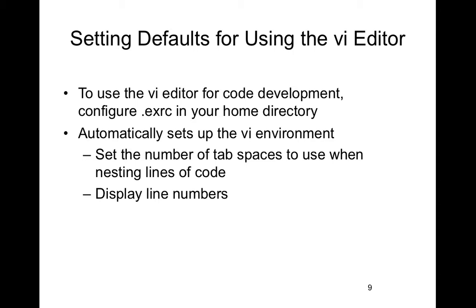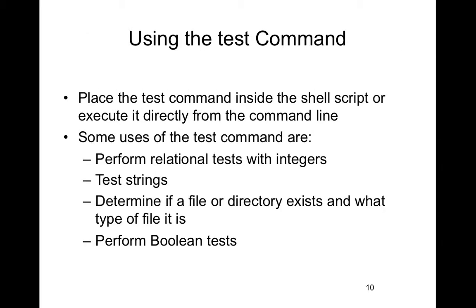It automatically sets up the VI environment and sets the number of tab spaces, as an example, to use when nesting lines in code, and displays line numbers. It does all sorts of nifty stuff. So you can use the test command. You place the test command inside of the shell script to execute it directly from the command line. And you can actually type in test, space, in the command. Some users use the test command.